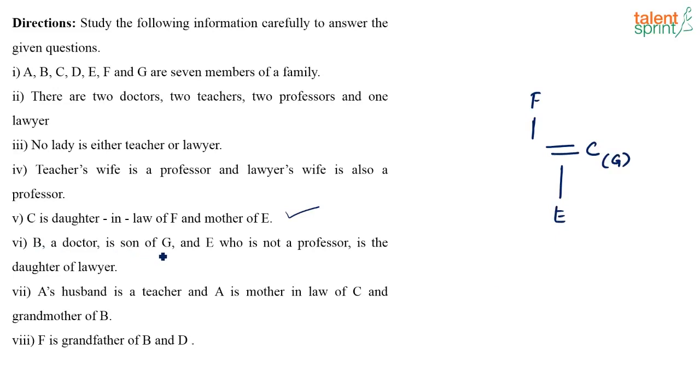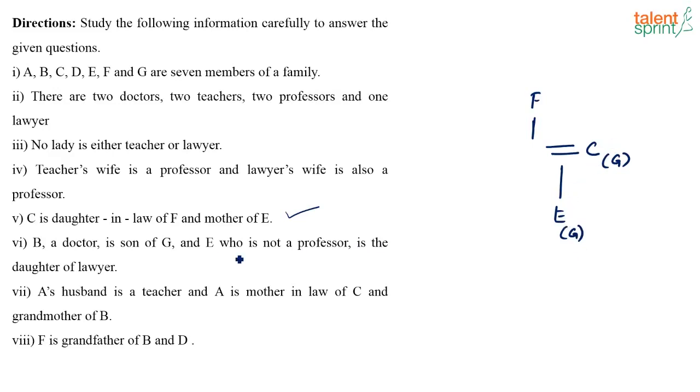B, a doctor, is the son of G, and E, who is not a professor, is the daughter of a lawyer. Okay. What are they saying here? B is a doctor, he is the son of G, and E, who is not a professor, is the daughter of a lawyer. Also, E is the daughter of a lawyer means E is a female, first of all. Now E is the daughter of C, that we already know.